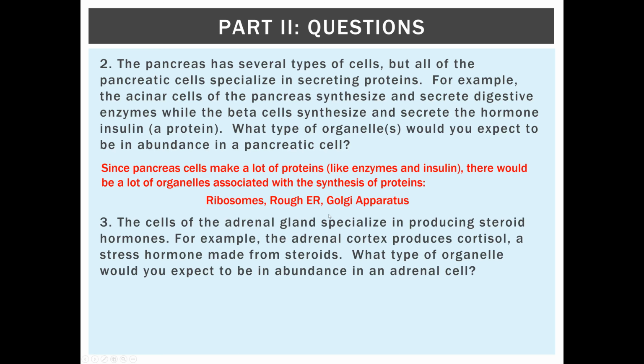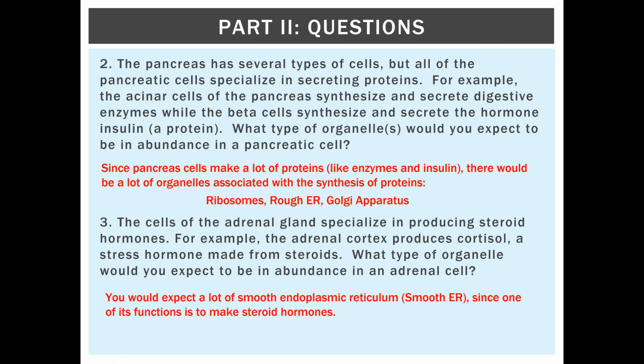Number 3, the cells of the adrenal gland specialize in producing steroid hormones. For example, the adrenal cortex produces cortisol, a stress hormone made from steroids. What type of organelle would you expect to be in abundance in an adrenal cell? So basically it's asking you, what type of organelle helps you make steroid hormones? And the answer would be the smooth ER. So you would expect to see a lot of smooth ER, since one of its functions is to make steroid hormones.